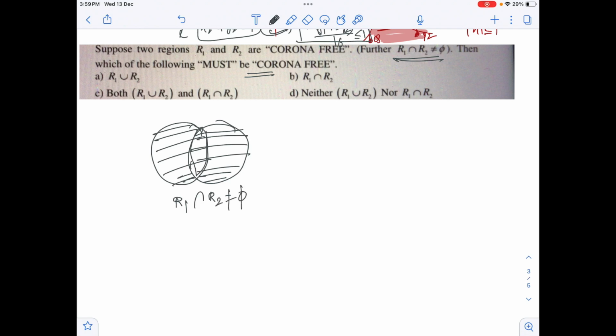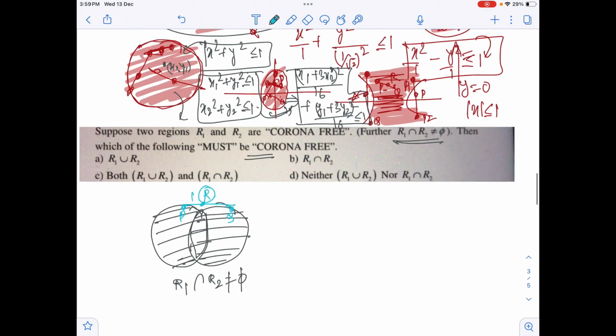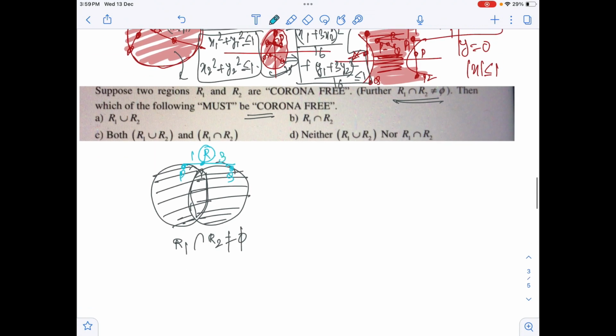So there is something common between them, right? If these two regions are corona free, then can you tell R1 union R2 is also corona free? No, the first is wrong, because clearly from this diagram you can see if I pick up point P over here and Q over here, there exists point R dividing in 1:3 ratio, which does not belong to the same region. So the first option is wrong.